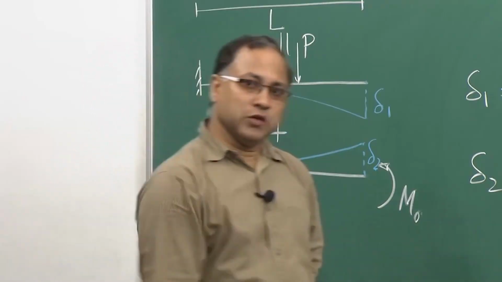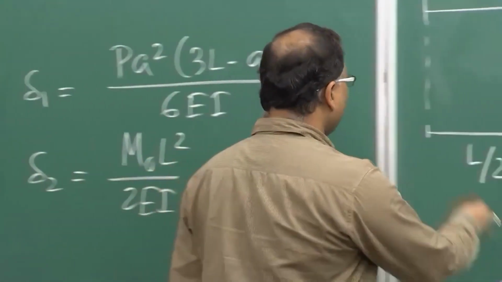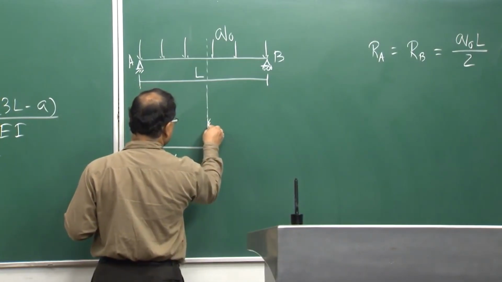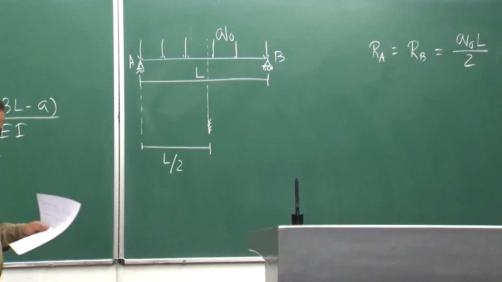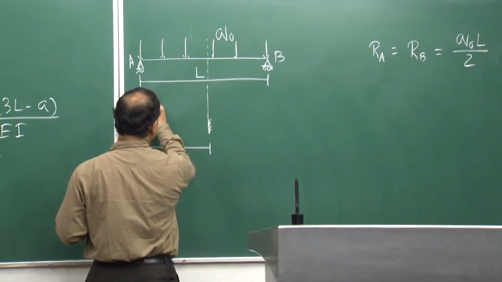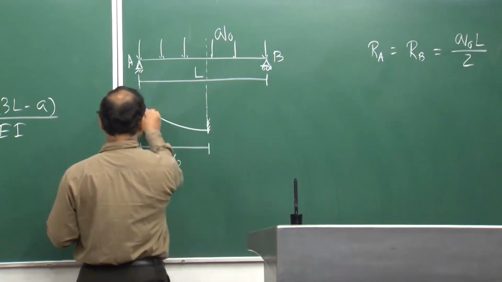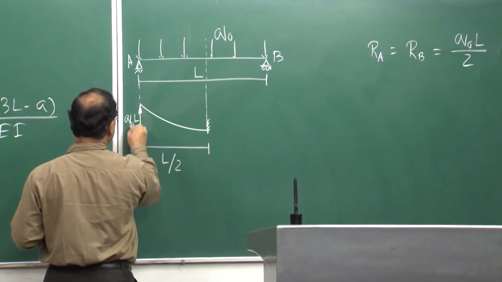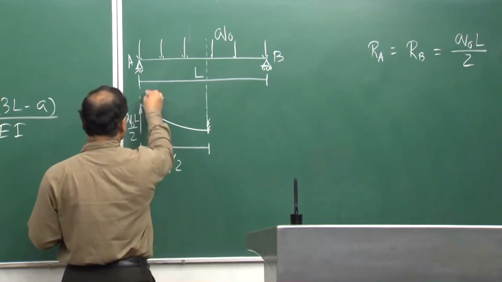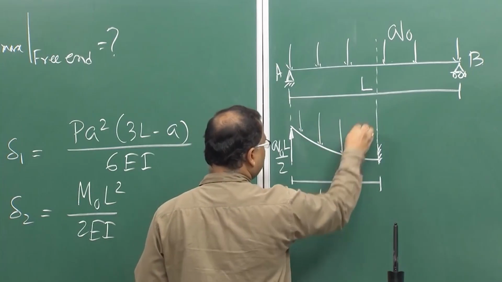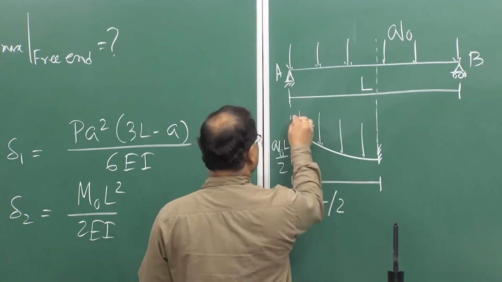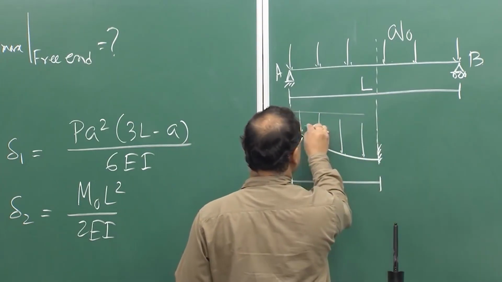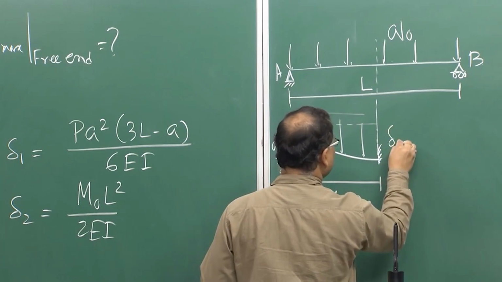What does it mean? That means, at the midpoint of the beam, your slope must be 0. Now, if your slope is 0, then you can think of a cantilever beam under this kind of loading. And at this end you have Q naught L by 2 and a uniformly distributed load, and this is your maximum deflection delta 1.